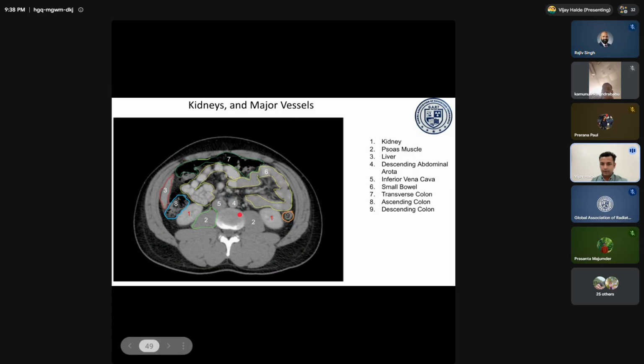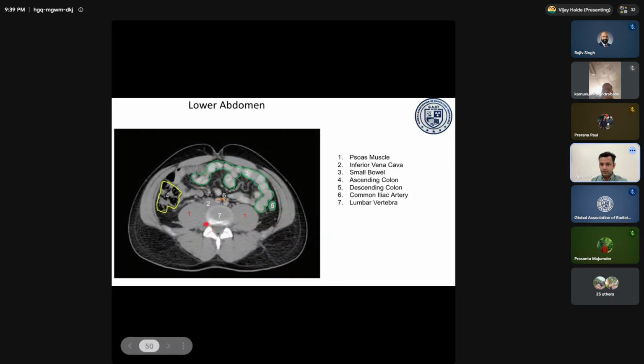The abdominal aorta we are able to see, and the psoas muscle, the rigid structure, is here. You can see the small bowels shown in green color. Yellow color is the ascending colon. Sixth number is the common iliac arteries. This is the lumbar vertebrae. Still we are at the lumbar level, and the shape and structure will change depending on the stomach and the fasting protocol of the patient.